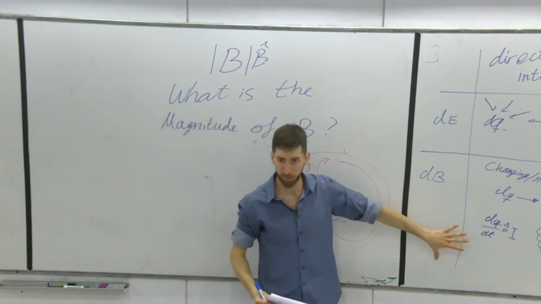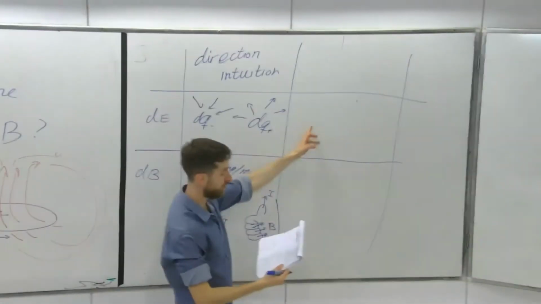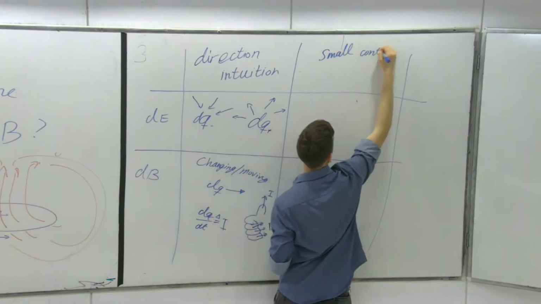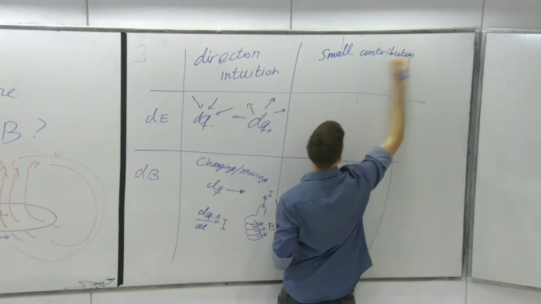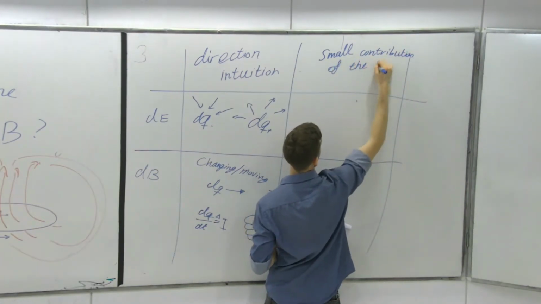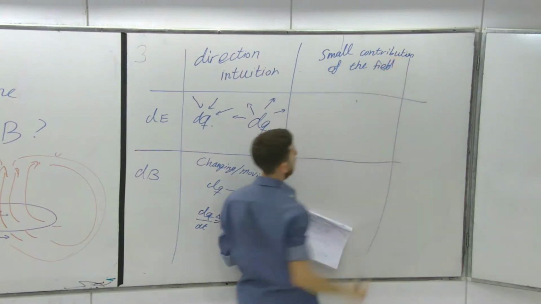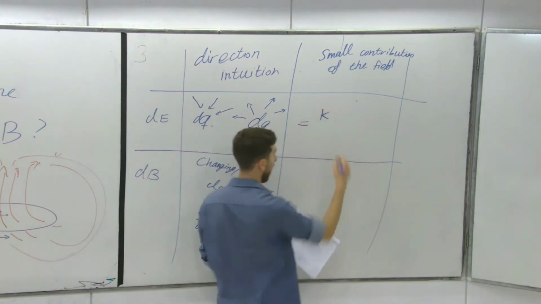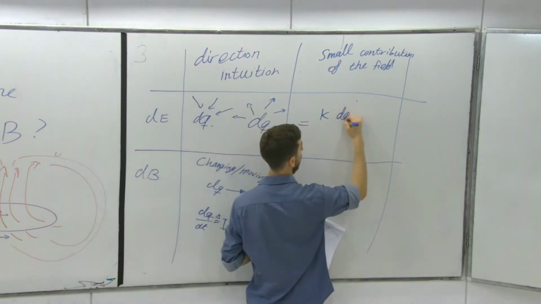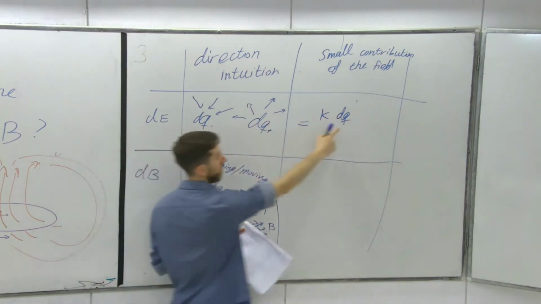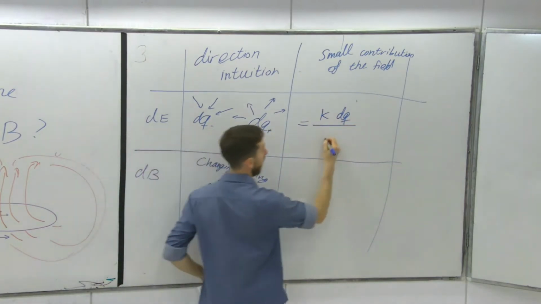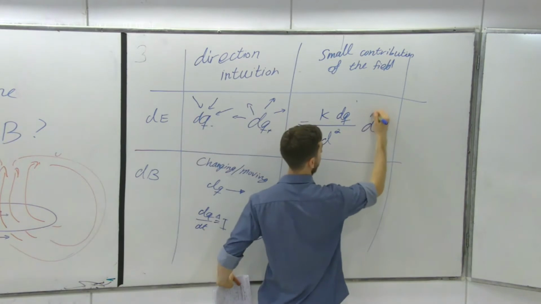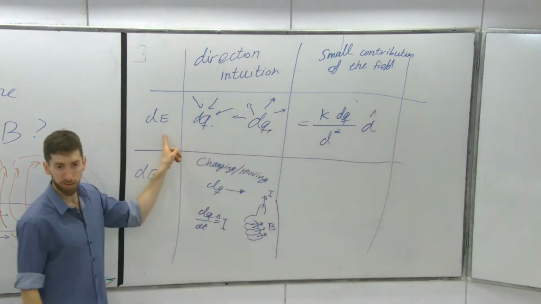Let's go back to our summary table. How did we find a small contribution of the field? Remember what we had? We had Coulomb's law, right? We had K, we had dq, we also have the distance squared, and the direction, which is the vector. This was the E.